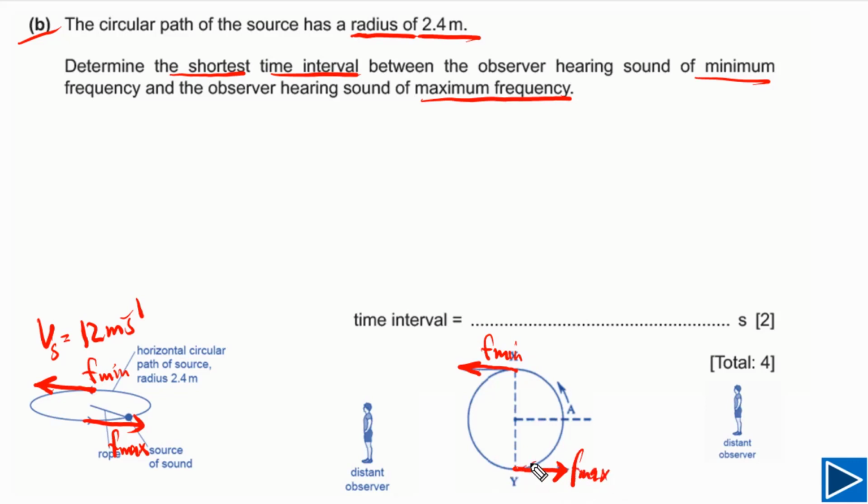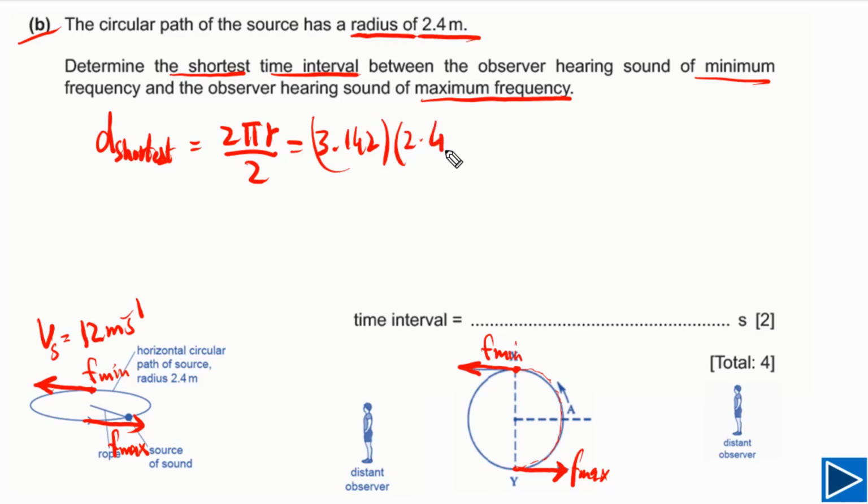Now if we can find the shortest distance between these 2 points, then we can simply divide by the velocity, meaning the speed of the source, and we can find the shortest time interval. First of all, let's find the shortest distance between 2 points. The shortest distance is simply equal to 2 pi r divided by 2, or simply 3.142 multiplied by the radius. Radius is 2.4.